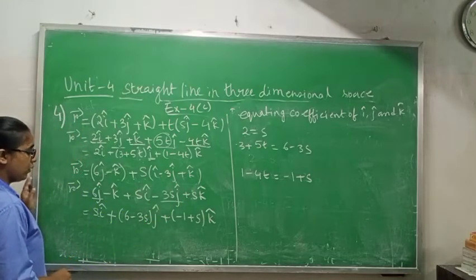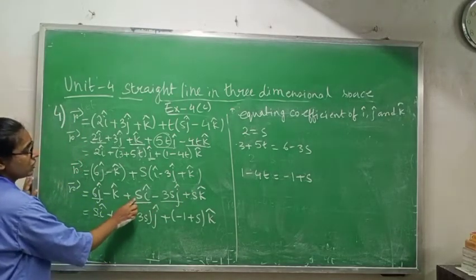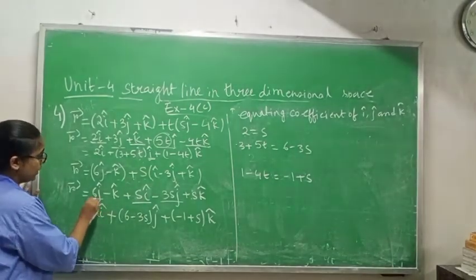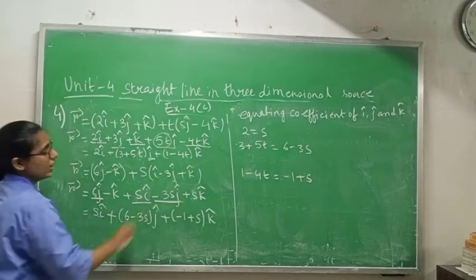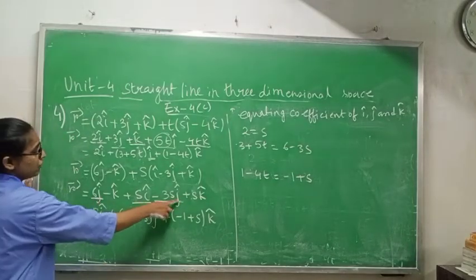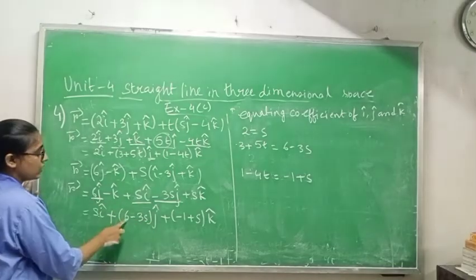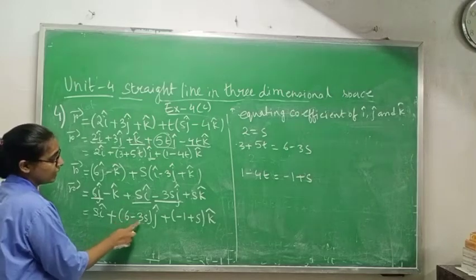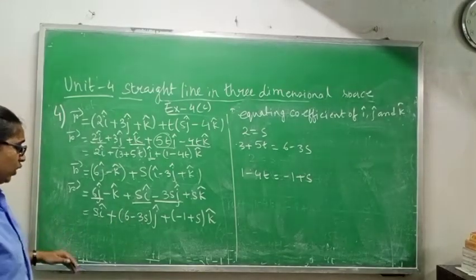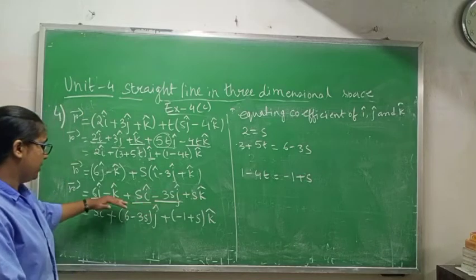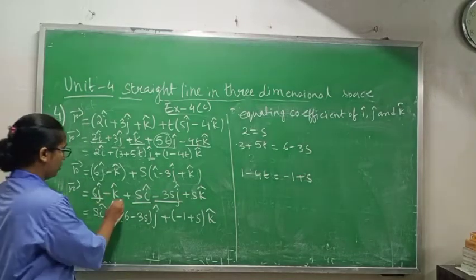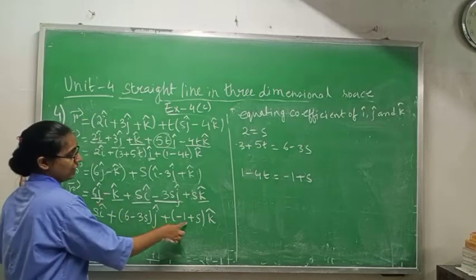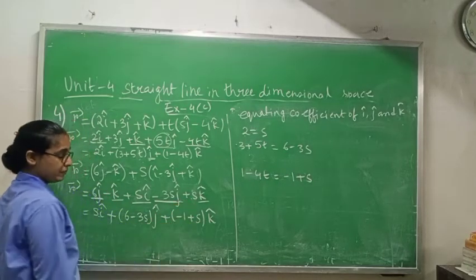Okay. Now you will see for i only one i is present, which is si cap, so you will write si cap, and in j you have two things, 6j cap and minus 3sj cap. Now j cap common you will take, 6 is left, here minus 3s is left, so you will write within the bracket 6 minus 3s. Okay. Now you will take sk cap and minus k cap. So k you can take common and here what is left is minus 1 and here plus s.